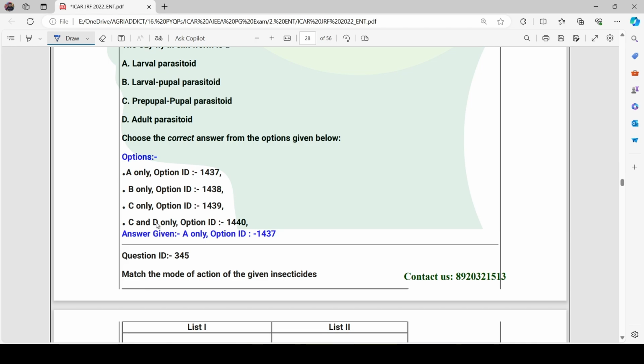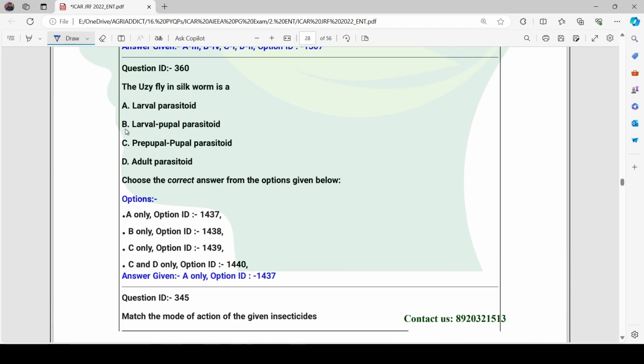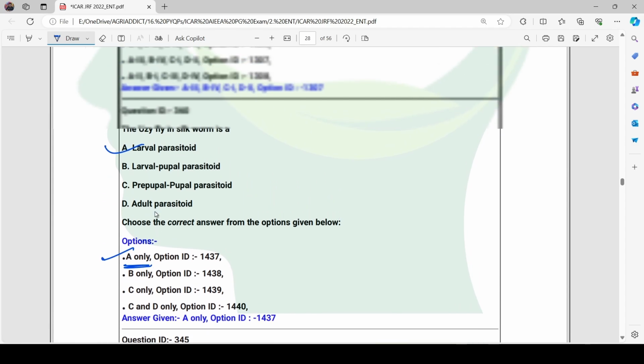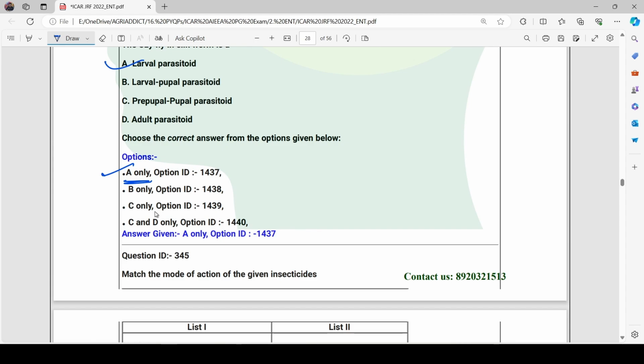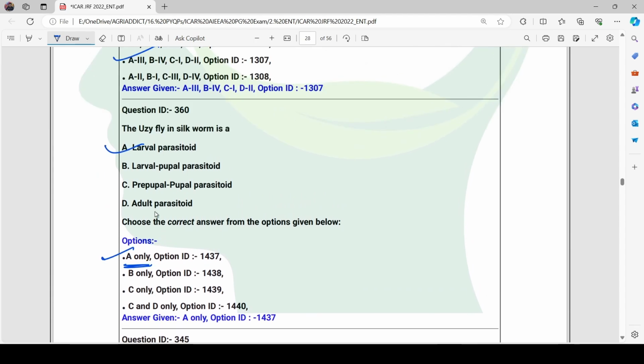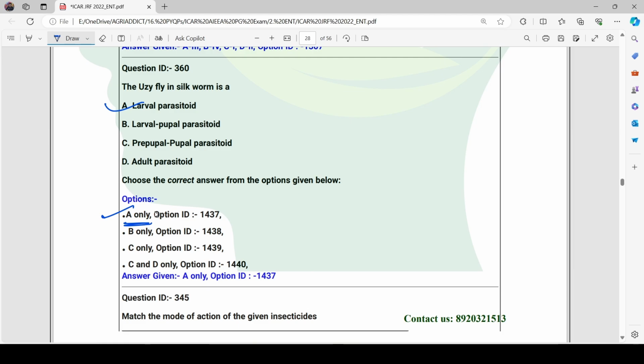The uzi fly in silkworm is a larval parasitoid. So only option A is the correct answer. For pests of silkworm, read from the Triple E book and also from the Entomology refresher book. They are very good, and pests and predators of silkworm are given there.